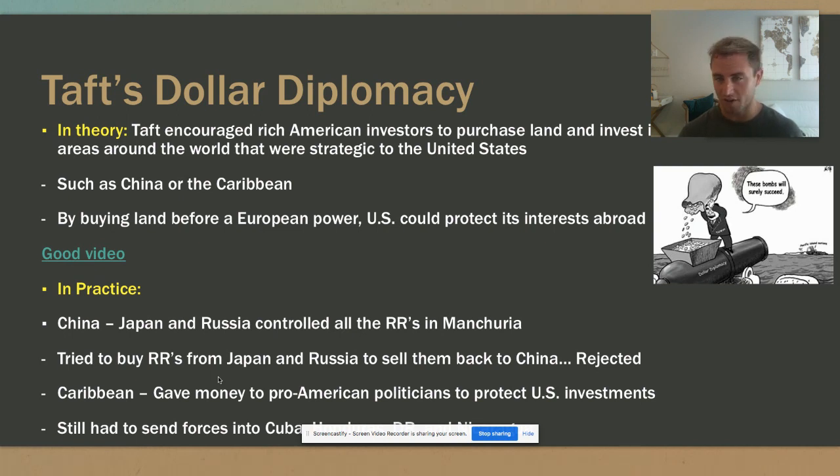Seems like a good theory. And that's why it's called dollar diplomacy, because he said, we'll send dollars, not bullets. That was the idea behind it. And while this worked in Mexico, he had some embarrassing defeats with dollar diplomacy.